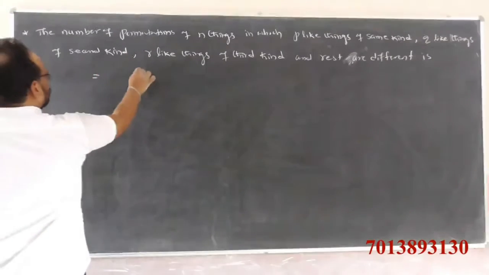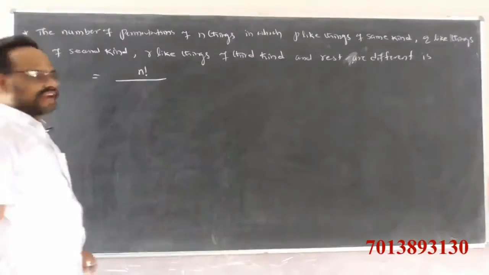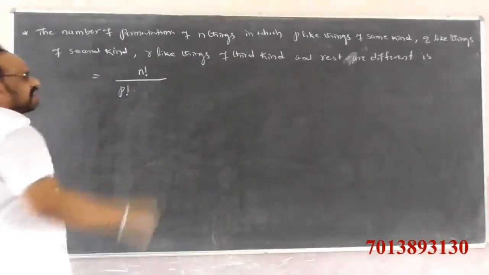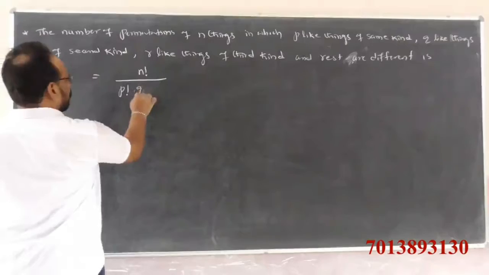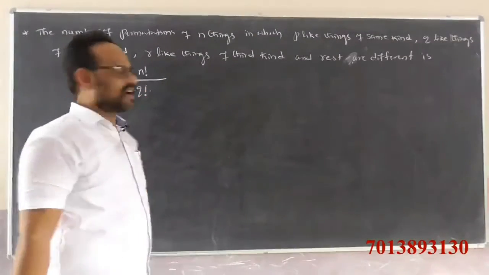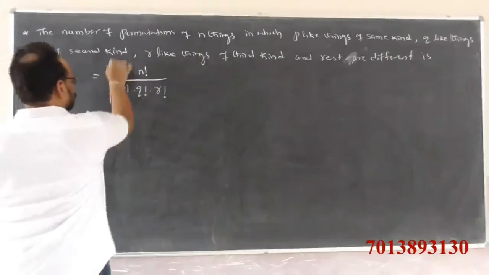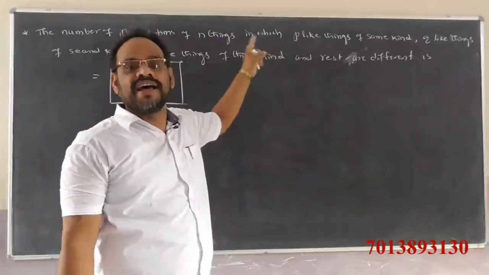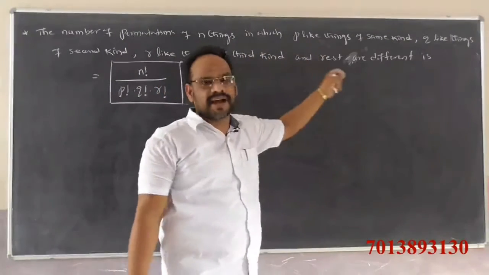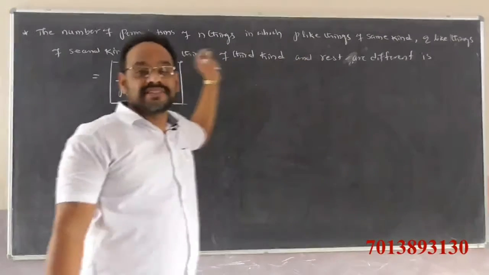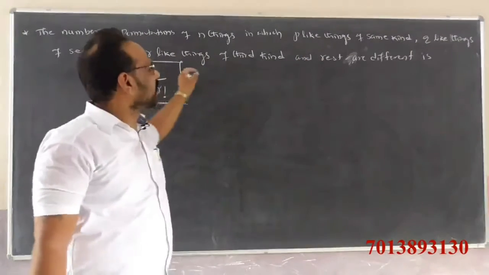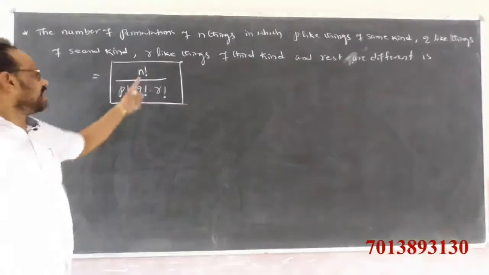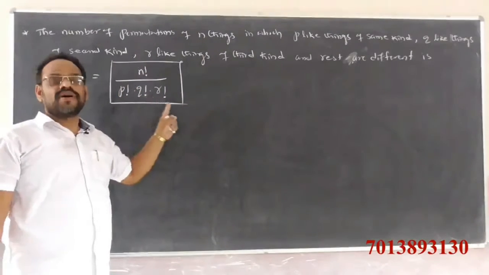Clearly, that is equal to total n things, so n factorial by p factorial, as the p like things are of the first kind, into q factorial, as the q like things are of the second kind, into r factorial, as the r like things are of the third kind. So the number of linear permutations of n things, with p like things of the same kind, q like things of the second kind, r like things of the third kind, and the rest different, is clearly n factorial by p factorial into q factorial into r factorial.